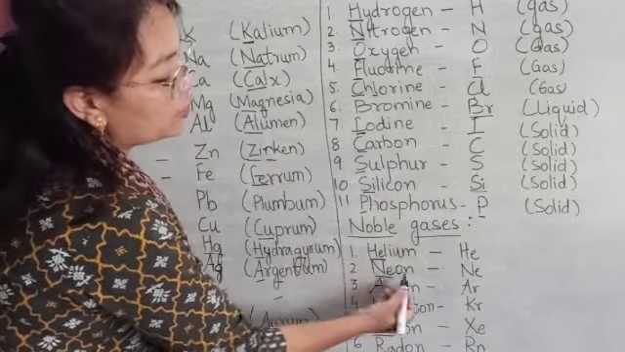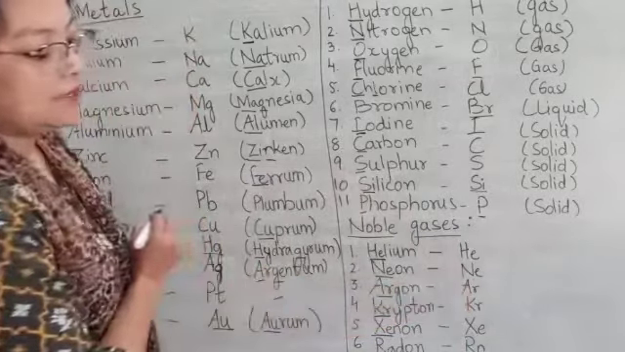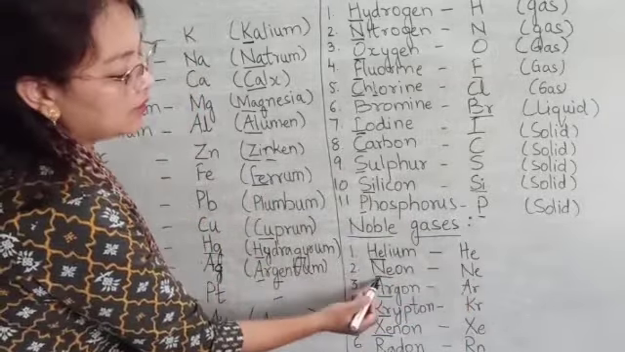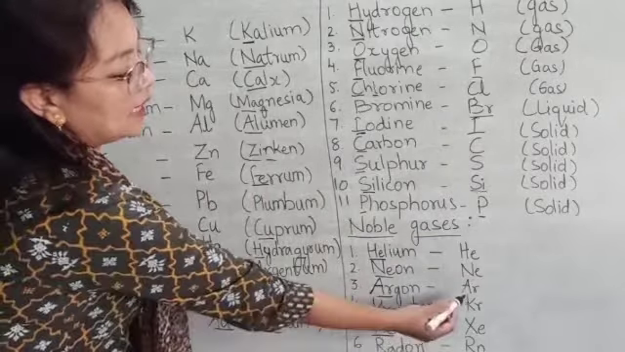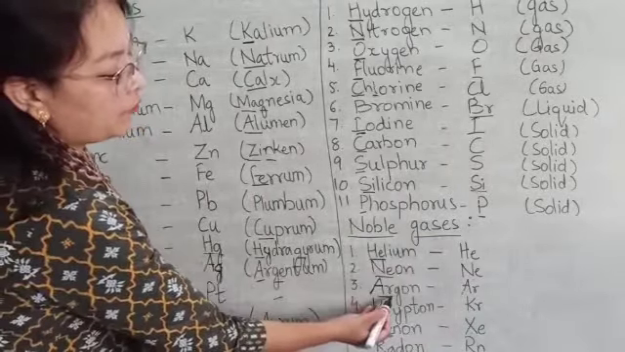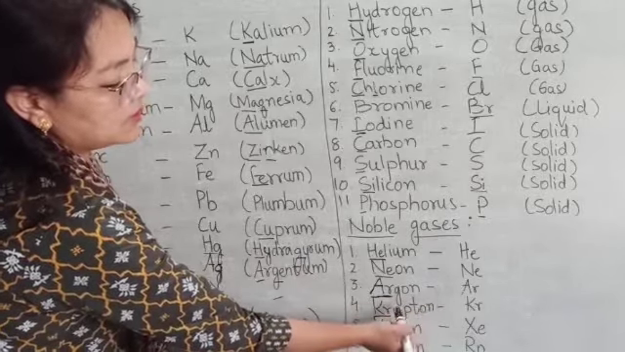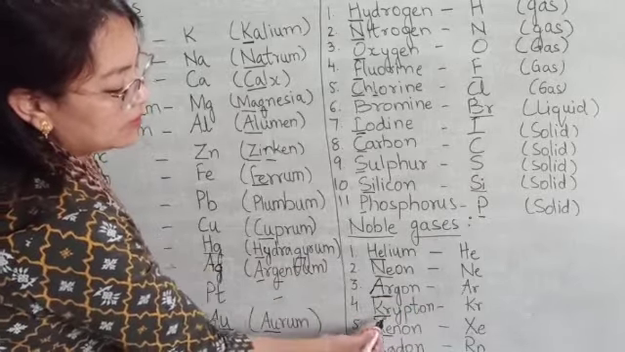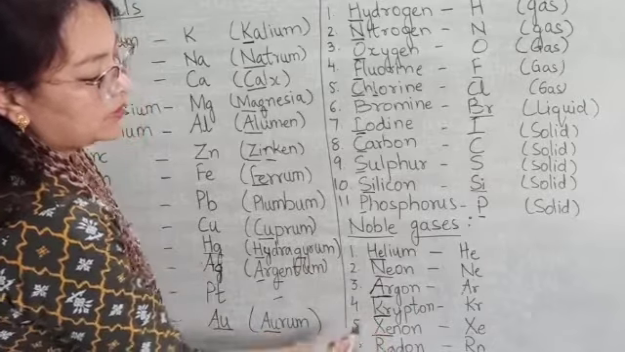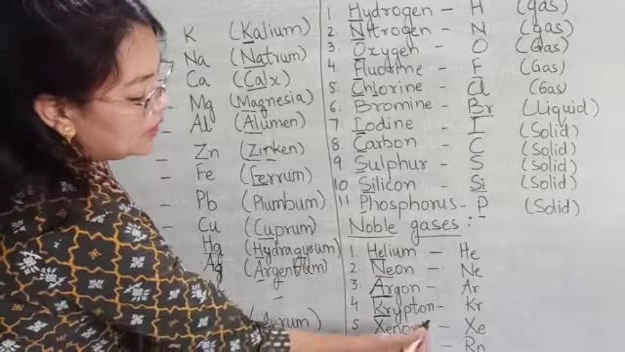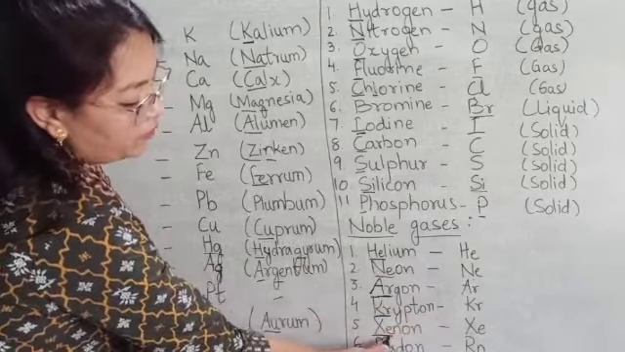Then comes neon. The symbol is Ne. Then comes argon. Its symbol is Ar. It is derived from the first two letters. Then krypton. The symbol is Kr. It is derived from the first two letters. Then comes xenon, Xe. It is derived from the first two letters.